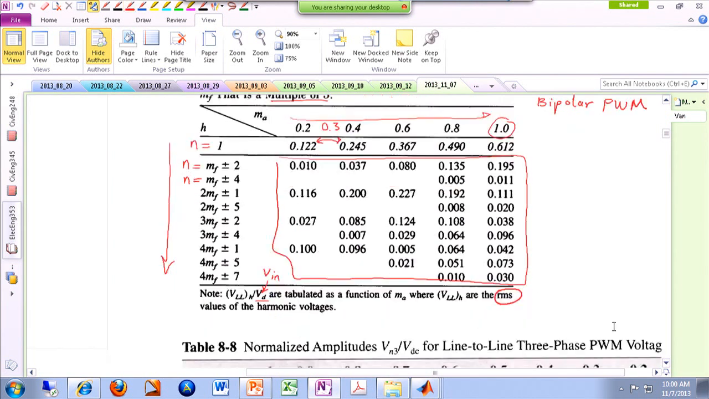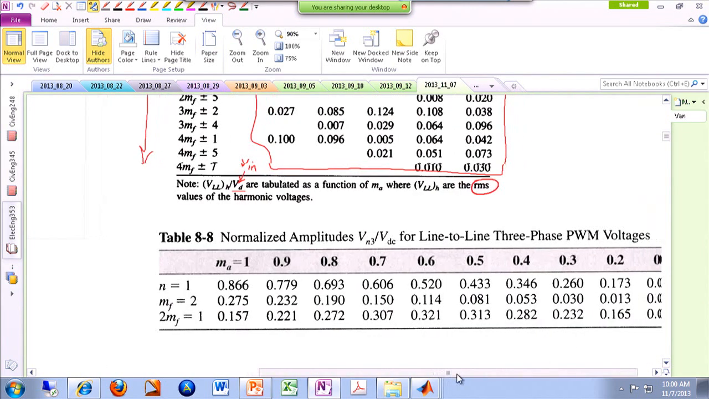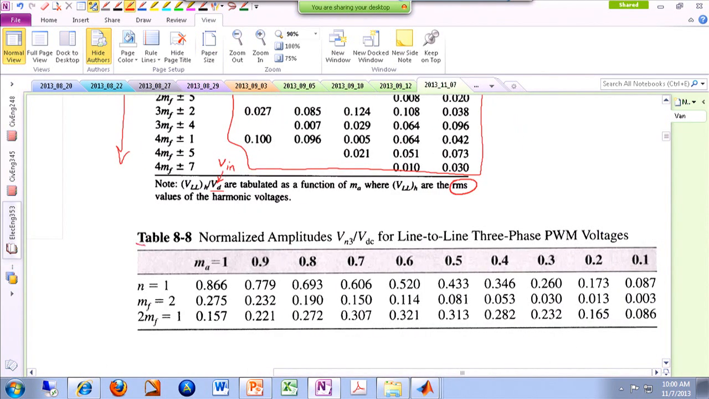All right, so this was one table, and this other table, which is actually in your book, table 8.8, chapter 8 of your textbook, almost gives you the same values. So again, it's highlighting that this is for a three-phase PWM. All of the voltages are line to line. It still doesn't tell you that this is for a bipolar three-phase system. And this gives you the amplitudes, not the RMS values. So basically these two tables are similar.